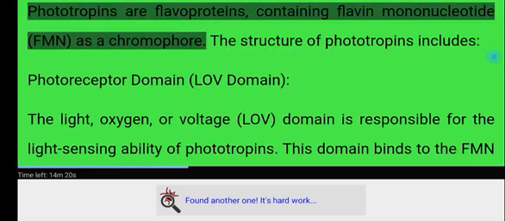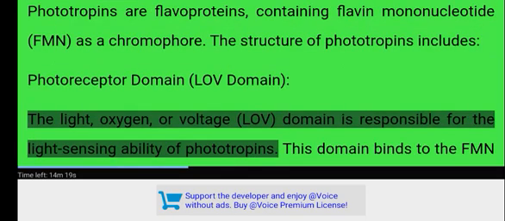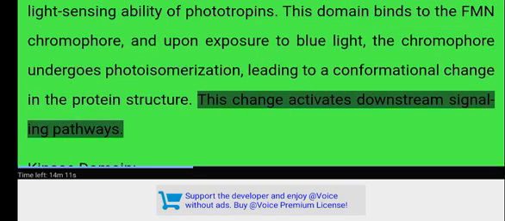Structure of phototropins. Phototropins are flavoproteins, containing flavin mononucleotide, FMN, as a chromophore. The structure of phototropins includes a photoreceptor domain, the LOV domain. The light, oxygen, or voltage LOV domain is responsible for the light sensitivity of phototropins. This domain binds to the FMN chromophore, and upon exposure to blue light, the chromophore undergoes photoisomerization, leading to a conformational change in the protein structure. This change activates downstream signaling pathways.